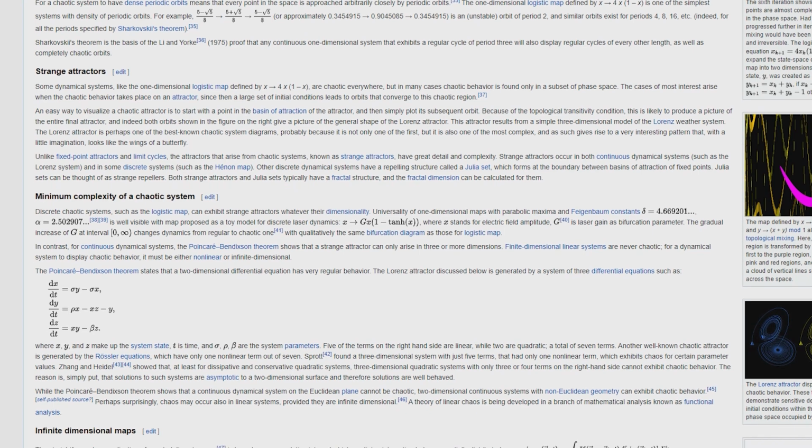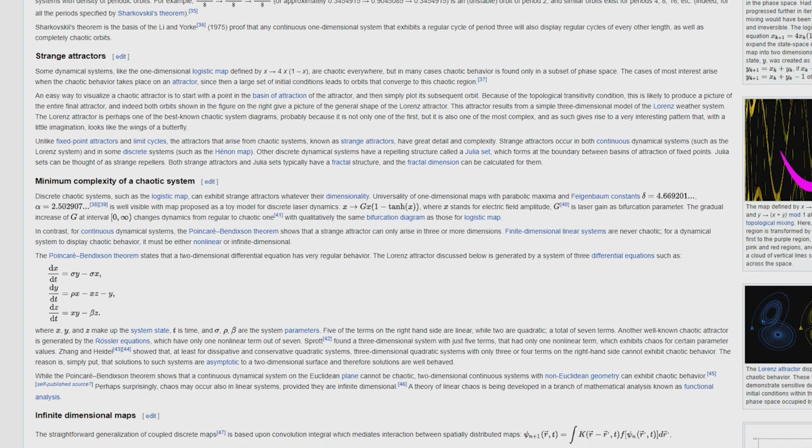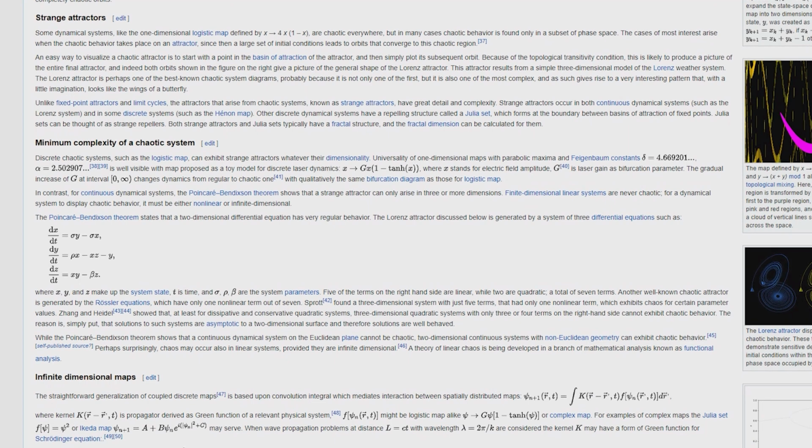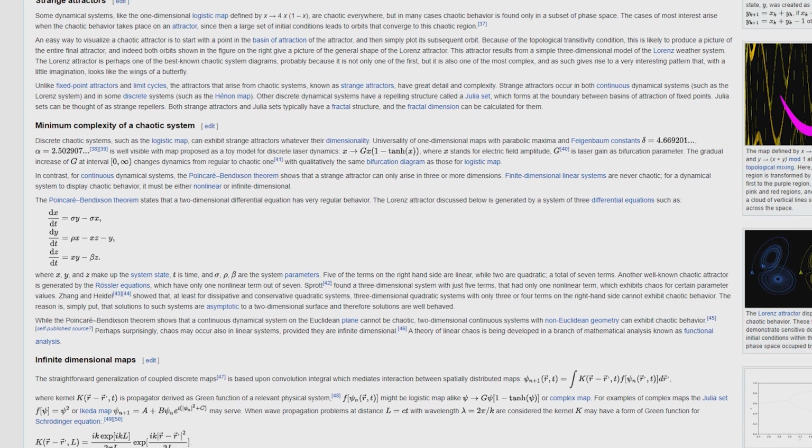The Lorenz attractor is perhaps one of the best-known chaotic system diagrams, probably because it is not only one of the first, but it is also one of the most complex, and as such gives rise to a very interesting pattern that, with a little imagination, looks like the wings of a butterfly. Unlike fixed-point attractors and limit cycles, the attractors that arise from chaotic systems, known as strange attractors, have great detail and complexity. Strange attractors occur in both continuous dynamical systems, such as the Lorenz system, and in some discrete systems, such as the Hénon map. Other discrete dynamical systems have a repelling structure called a Julia set, which forms at the boundary between basins of attraction of fixed points.